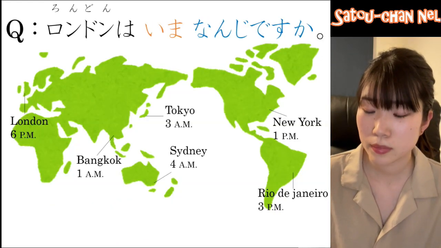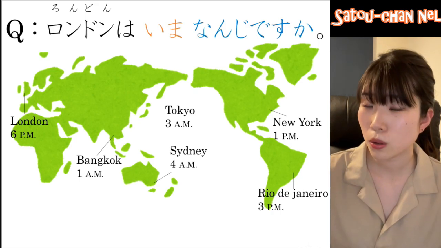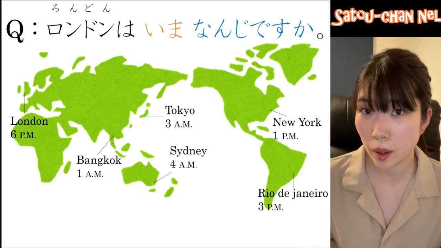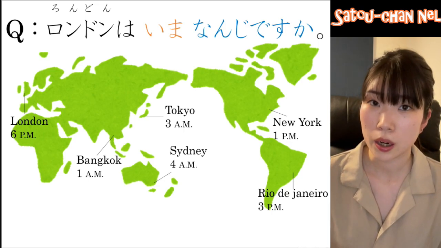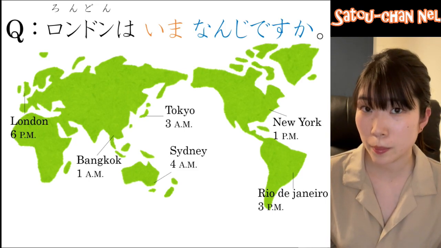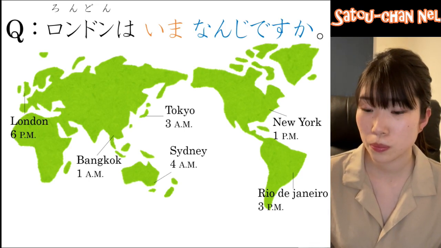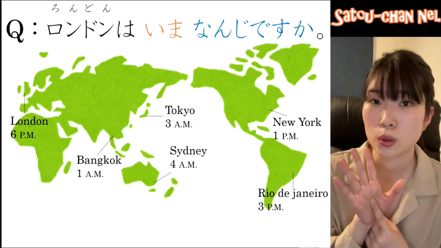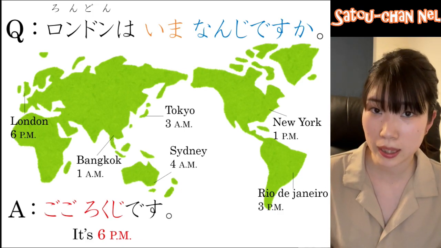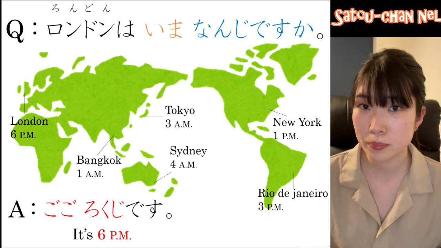The last one. ロンドンは今何時ですか? It's 6 p.m. in London. How do you say 6 p.m.? p.m. comes first. 午後. And then 6. 午後6時です. It's 6 p.m.